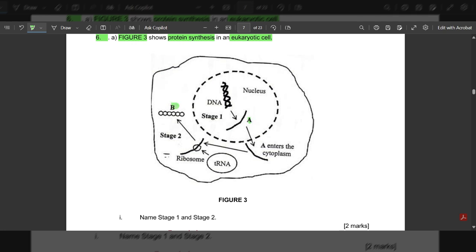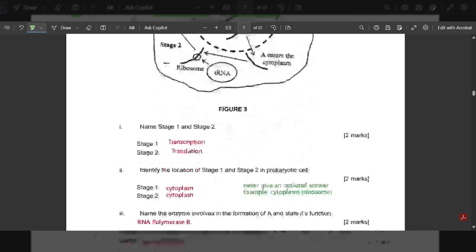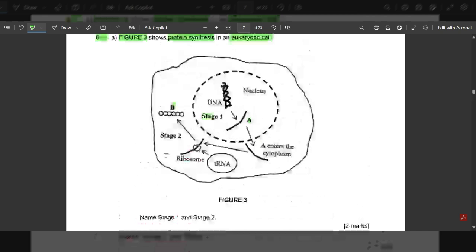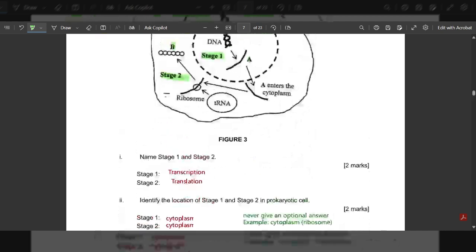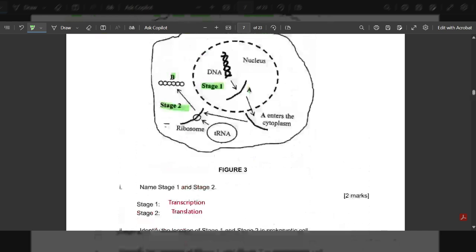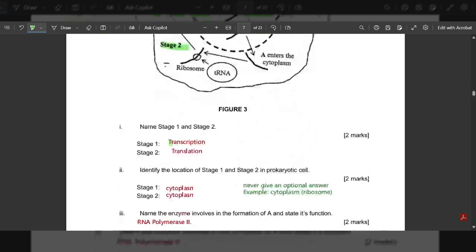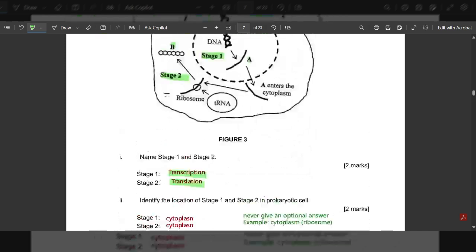If you look here, A basically will be the mRNA, whilst B is actually the sequence of amino acids, which is the polypeptide chain. Since the question is asking you to name stage 1 and stage 2 for question A1, this is a very obvious answer. Stage 1, the producing of mRNA, involves transcription, and then stage 2, producing of the polypeptide chain, is translation. So, very direct answers.